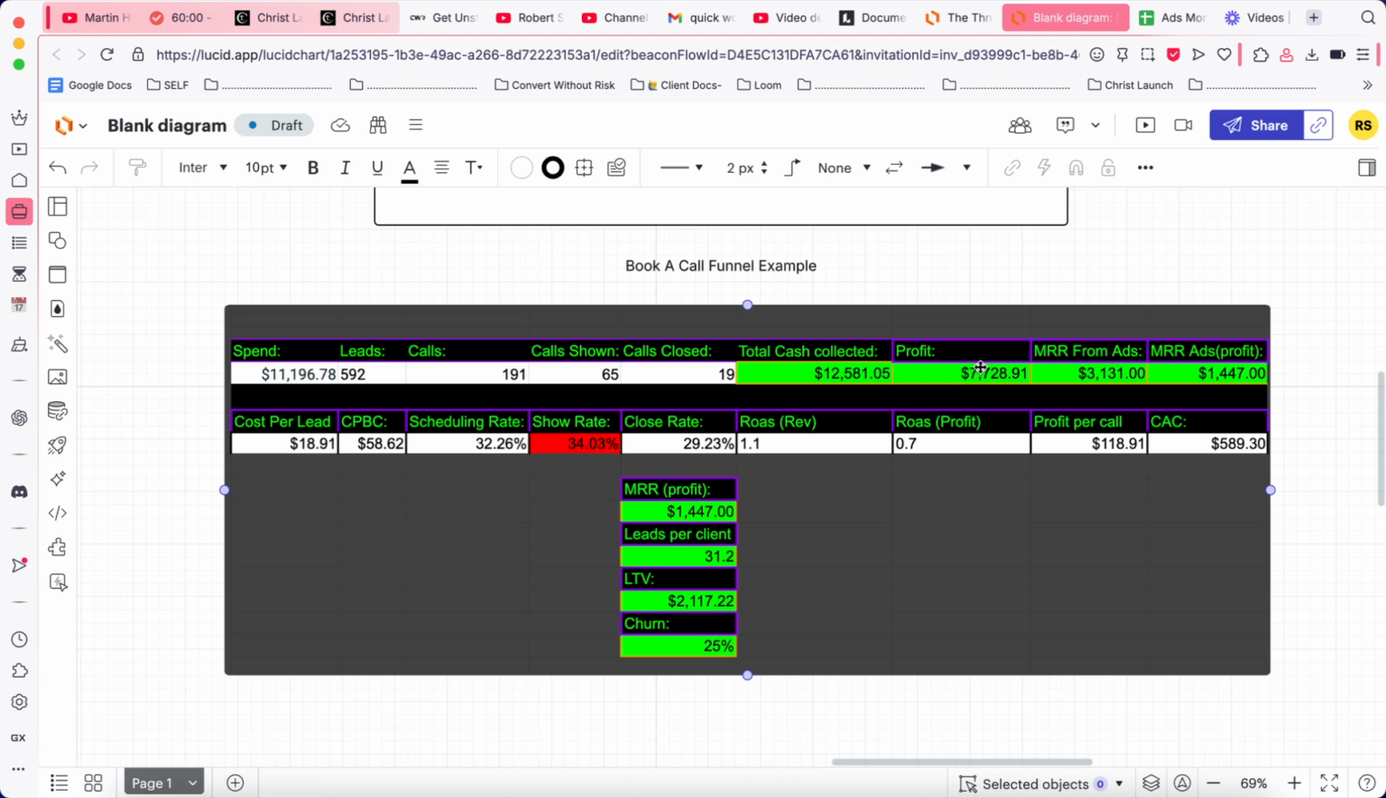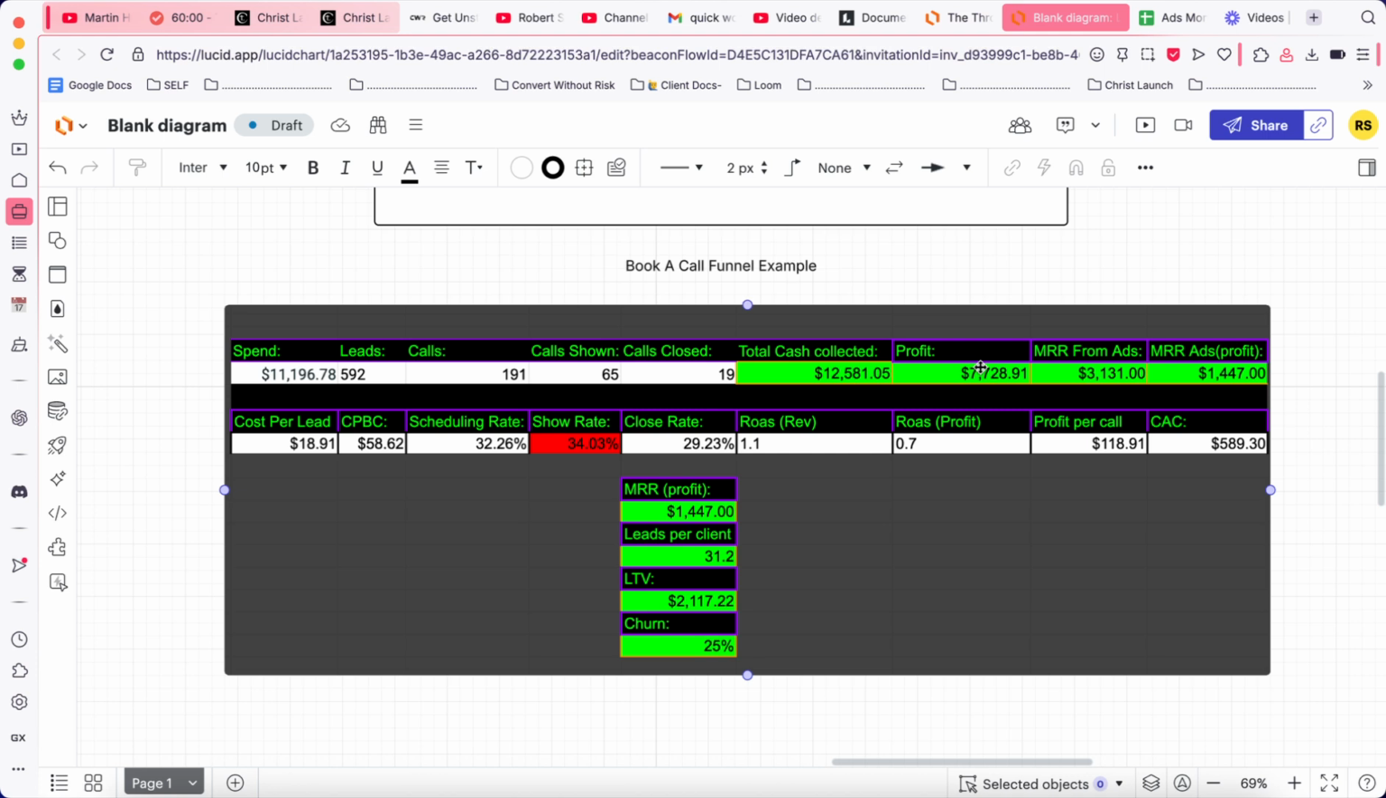Now, if we're going to quickly go over the numbers, the main things you need to know is that my scheduling rate was 32%, my show rate was 34%, my close rate was 29%. My cost to acquire a customer was almost $600, and the average cash I was collecting was about $380. So nowhere near the CAC, the cost to acquire a customer.